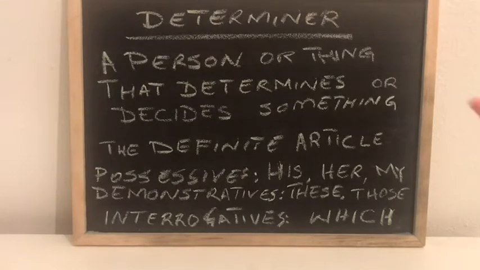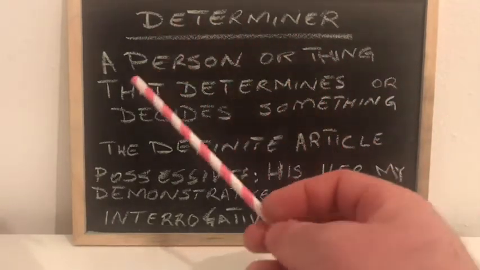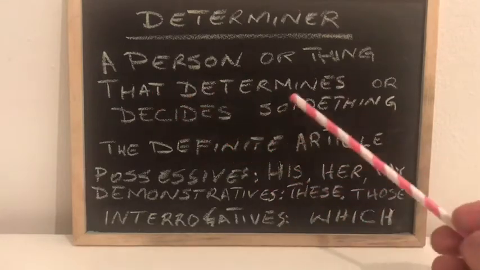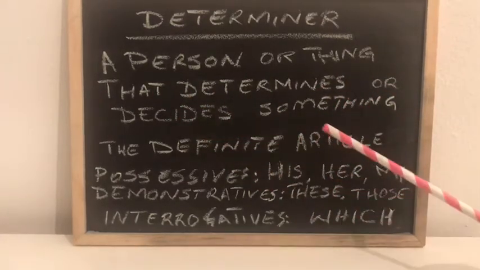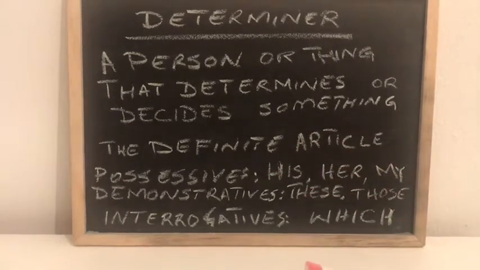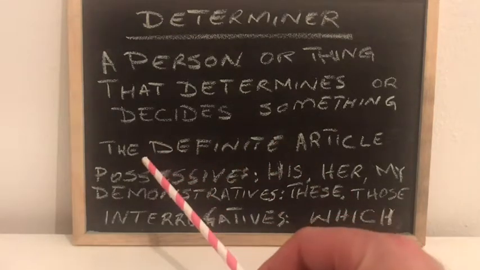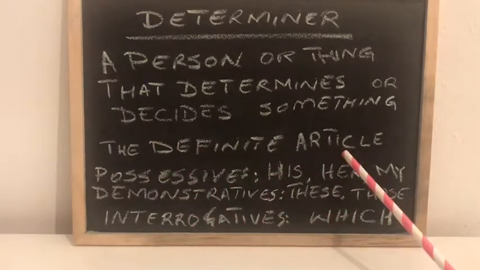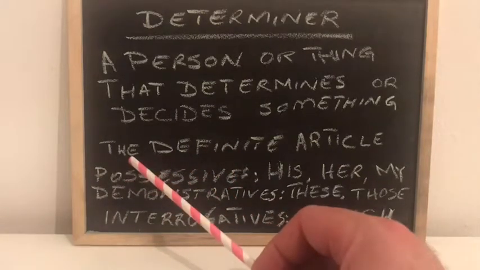The next part of speech is determiner. A person or thing that determines or decides something is called determiner, or a modifying word that determines the kind of reference a noun or a noun group has. For example, the letter A or the or every. They're all determiners. The definite article. Here the word the is determiner.